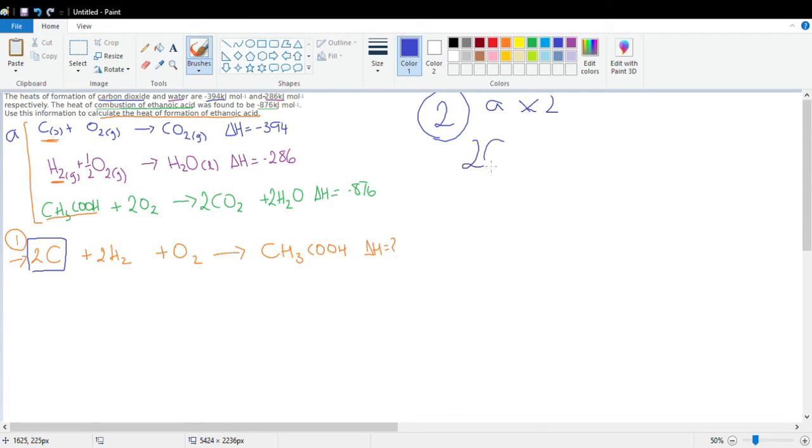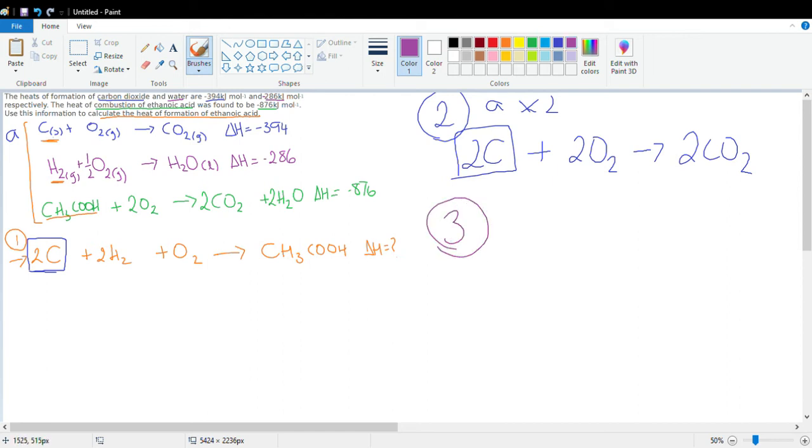So that will be 2C plus, I'm not going to worry about the state symbols now, 2O2 going to 2CO2. So I've multiplied equation A by 2, and that's given me, in my blue box here, my 2 carbons on the left-hand side of my equation. So I've got my 2 carbons. Step 3 is going to be looking at the hydrogens. So they're next in my list.